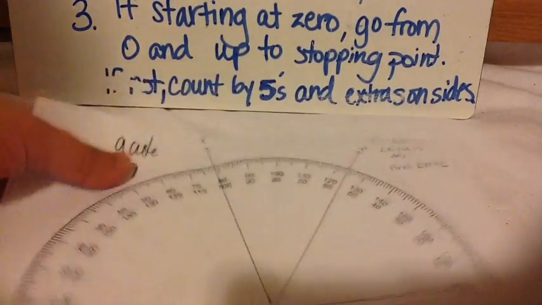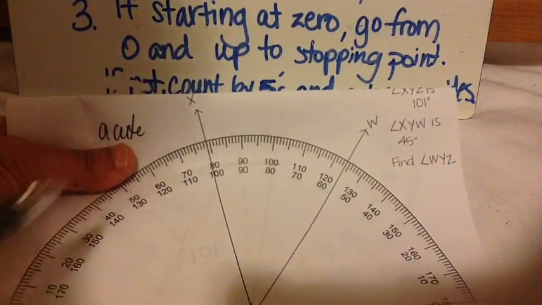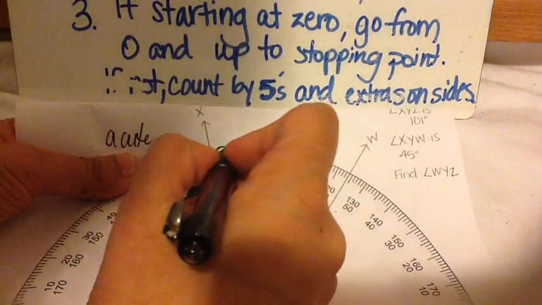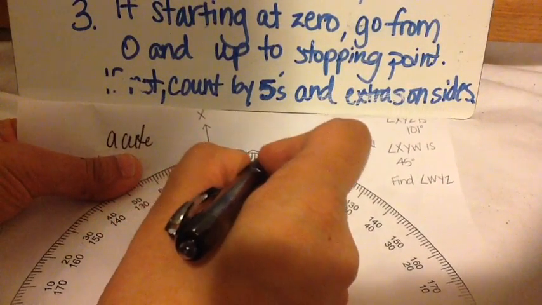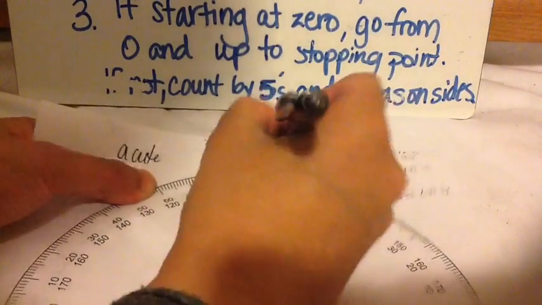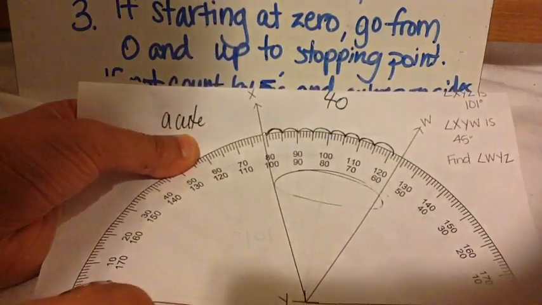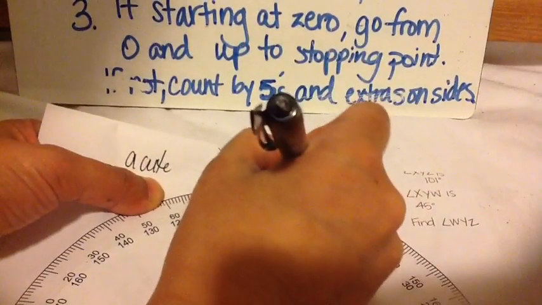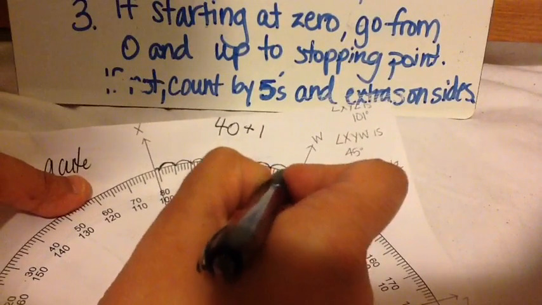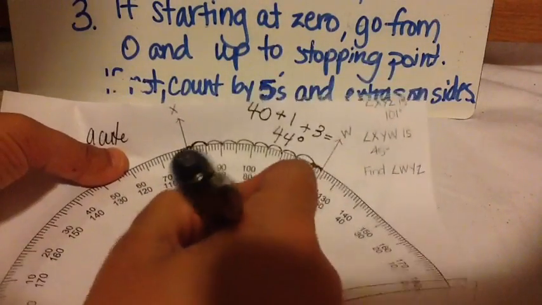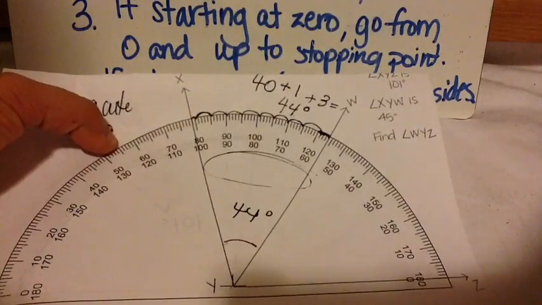So my steps were count by 5s and the extras on the side. So let me explain what that means. Find any full 5 degrees. So that's a full 5 within my range. 5, 10, 15, 20, 25, 30, 35, 40. I have a guaranteed 40 degrees. Now over here, do you see how there's that one tiny little spot on the side? That's going to be plus 1. And then count over here. 1, 2, 3. Plus 3. So 44 degrees total for this answer. This angle is 44 degrees.